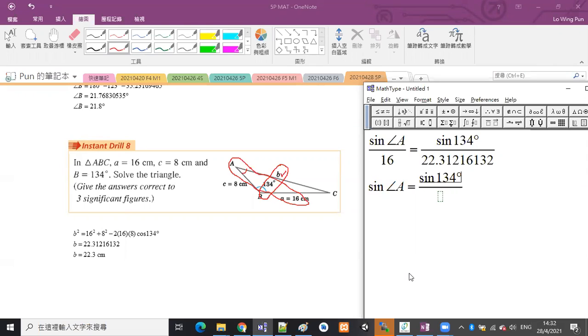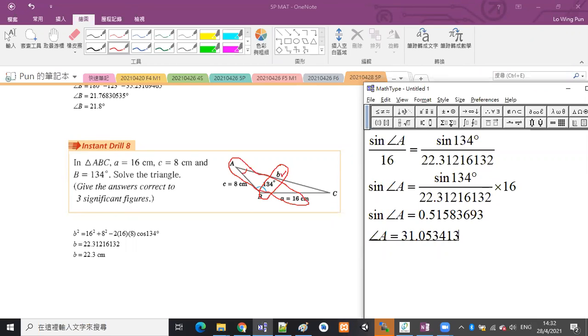So sine angle A is equal to sine 134 degrees over this number times 16. Okay, so sine angle A is equal to this. And then angle A is equal to shift sine this number. That should be 31.053413 degrees. When it is the answer, you should correct to 3SF. It should be 31.1 degrees.